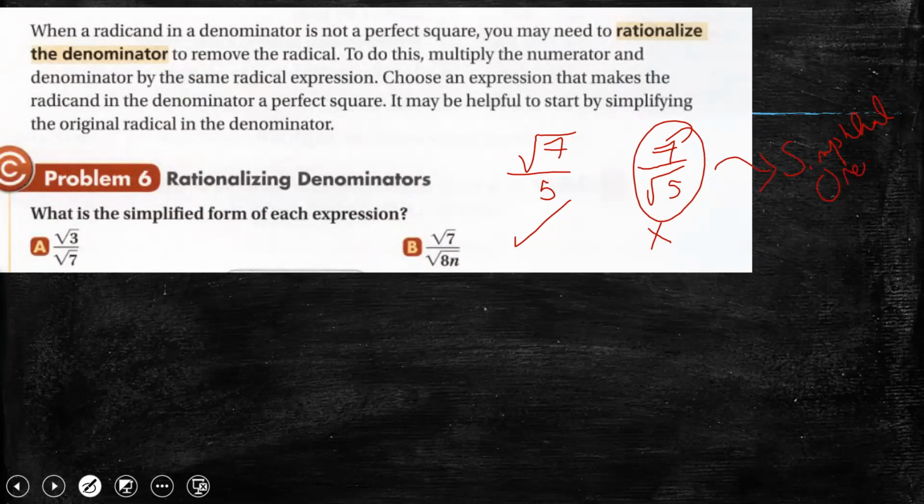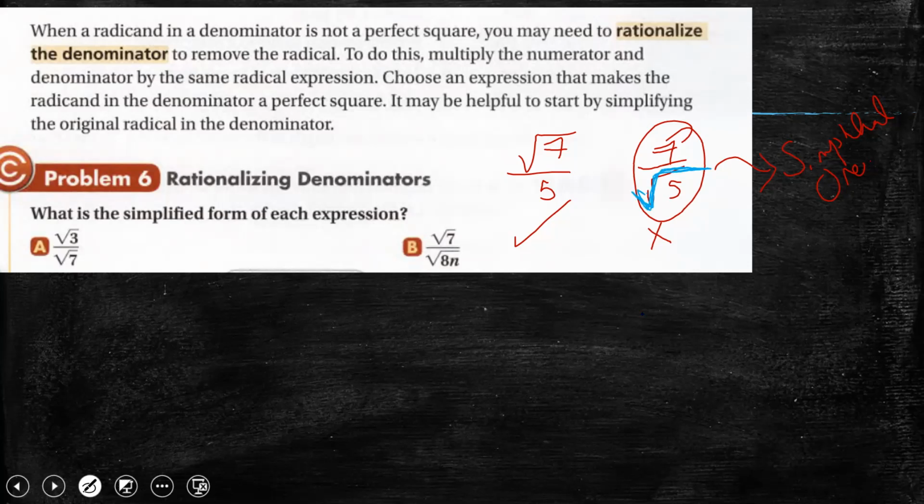So I want to know how we can convert this one, where the square root is in the denominator, into a simplified one. Here they told me you have to rationalize the denominator to remove the radical. So remember the step: rationalize the denominator. What does it mean to rationalize the denominator? That means to remove this radical. So I want to make some steps to remove this radical sign.